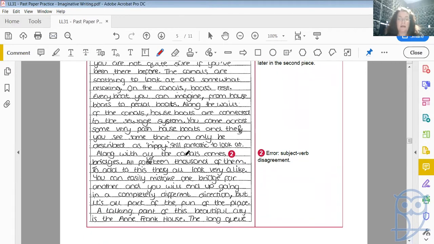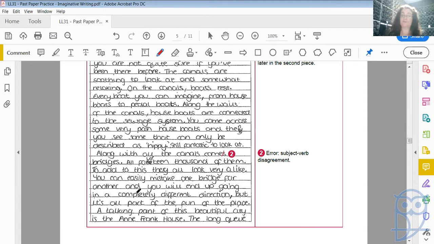Along with all the canals comes bridges. So there's an error here, there's a grammatical error. Along with all the canals come bridges, not comes. All 14,000 of them. To add to this, they all look very alike. You can easily mistake one bridge for another, and you will end up going in a completely different direction. But it's all part of the fun of the place.